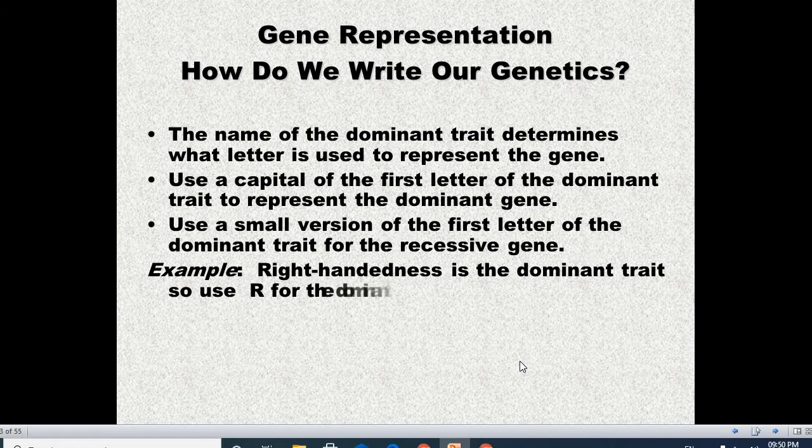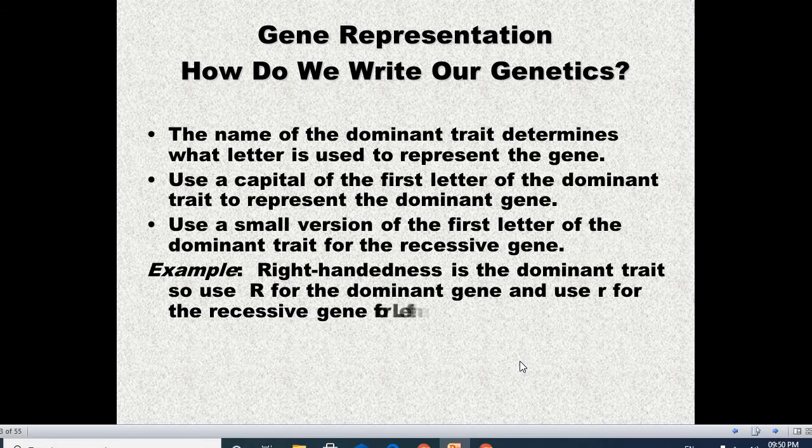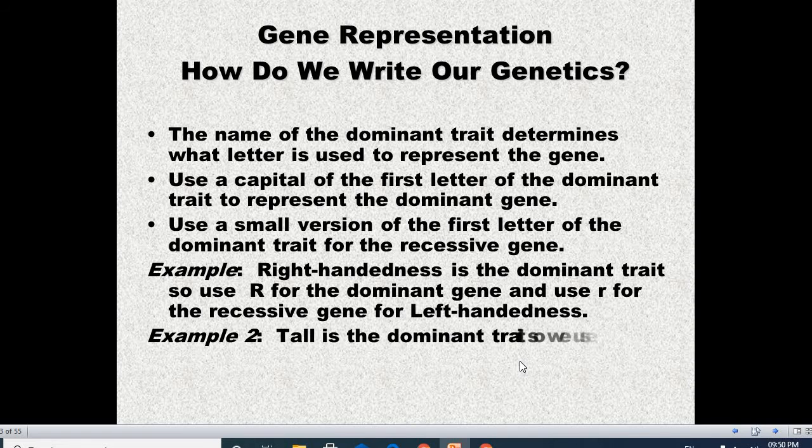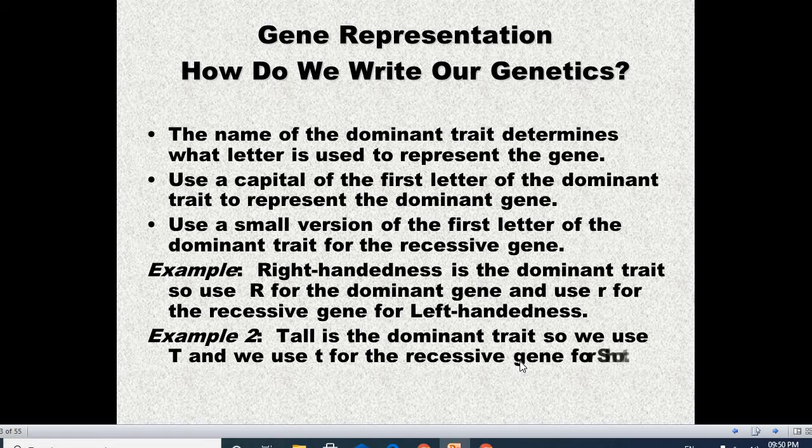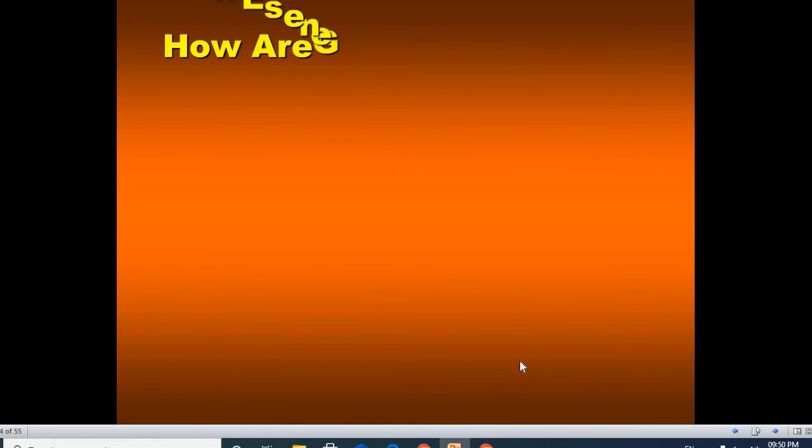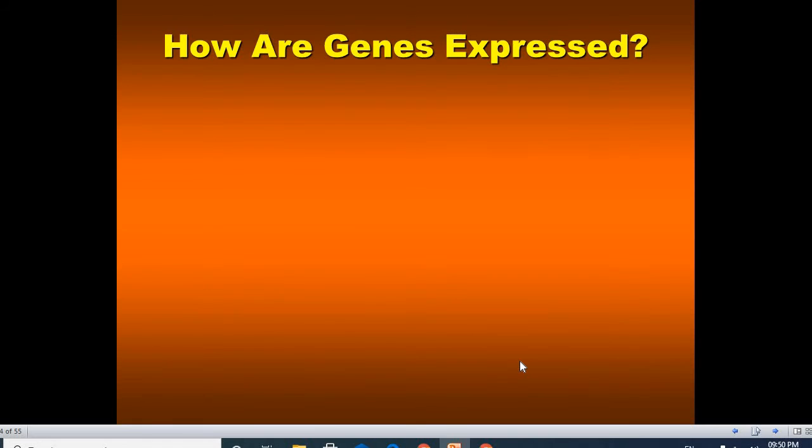Right hand is the dominant trait, so use capital R for the dominant gene and small r for the recessive gene for left hand. Tall is the dominant trait, so we use capital T, and we can use small t for the recessive gene for short. So that is about genes.